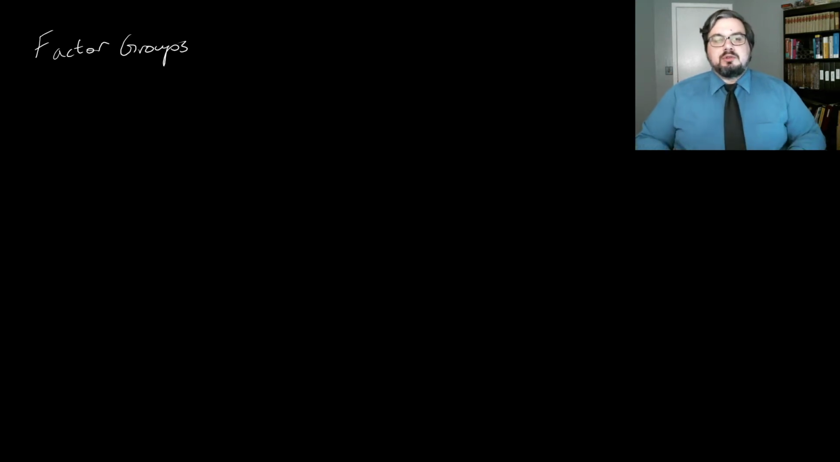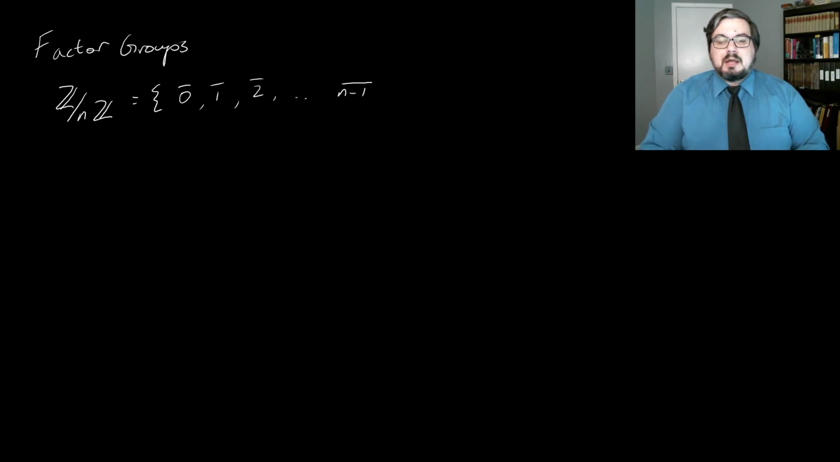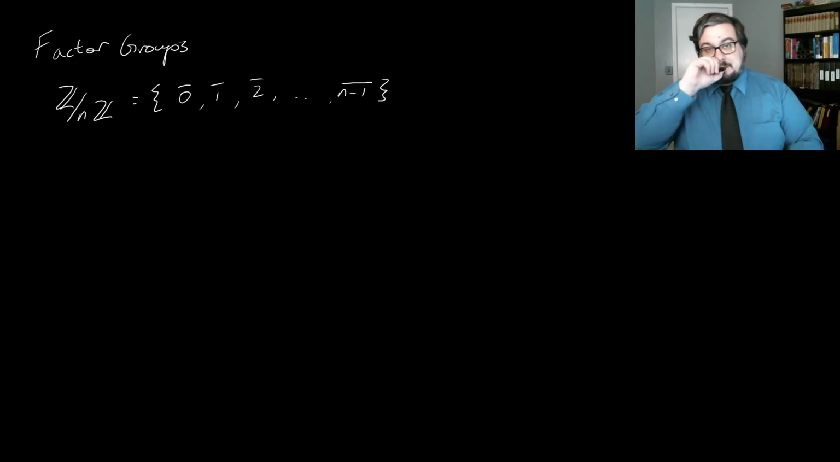We're now going to look at a way of building groups out of other ones. This is going to be motivated by our construction of the groups Z mod NZ. So you'll remember that the group Z mod NZ has elements that we wrote this way: 0 bar, 1 bar, 2 bar, up through n minus 1 bar. They were one of our first examples of groups.